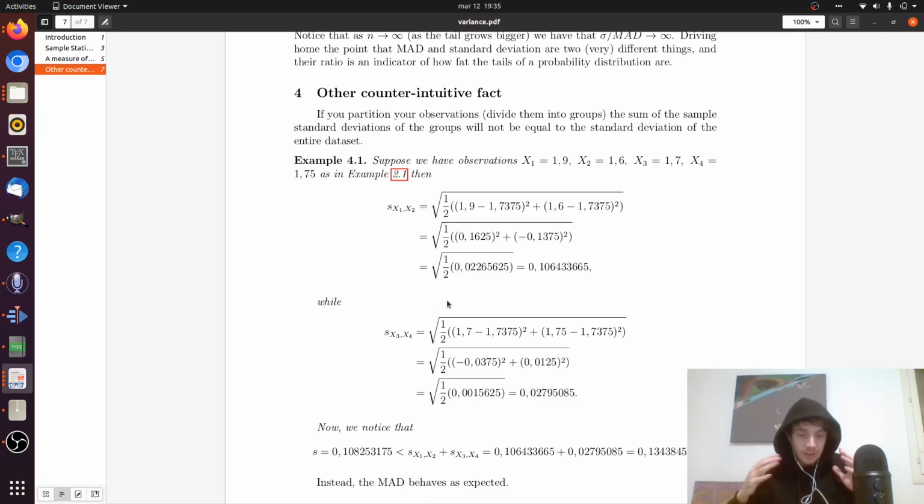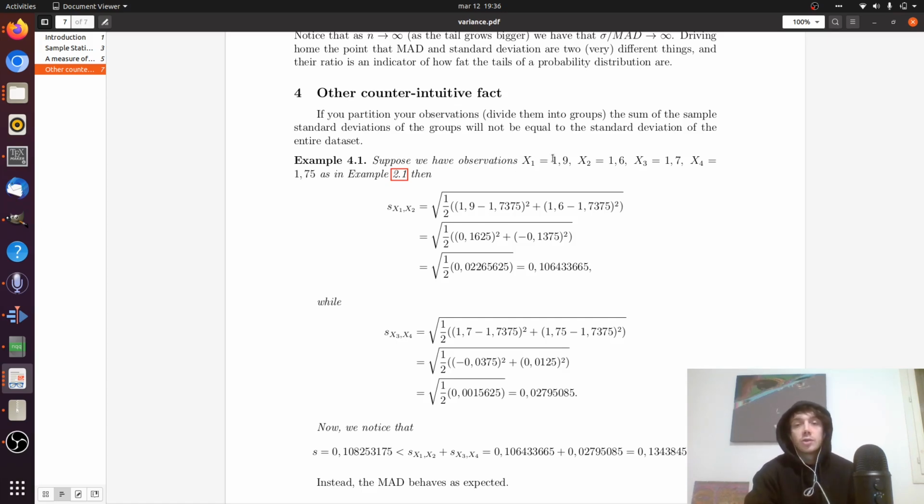What Professor Taleb is pointing out is that if you partition your data in two different sets with no overlap, and then you compute the standard deviation of one of these groups, and then you sum it with the standard deviation of the other group, this is not in general going to be equal to the standard deviation computed on the whole data set. Okay? So let's take the example we had before, just to confirm that this fact is indeed true.